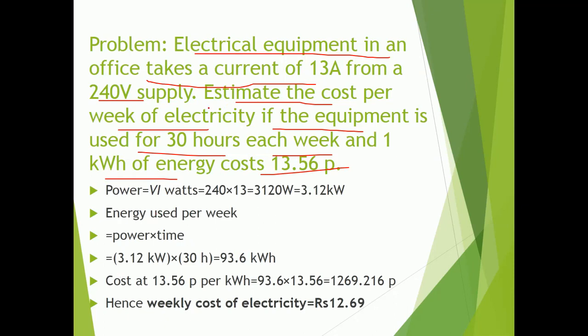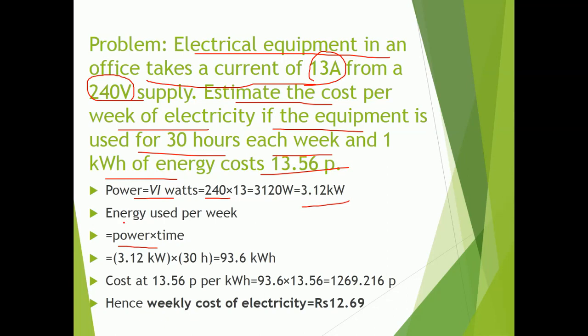The formula for energy is V into I into T, or we can say power into time. So first of all, calculate the value of power, which is V into I. Voltage is 240 volt. Current is 13 amperes. So it comes out to be 3.12 kilowatt.